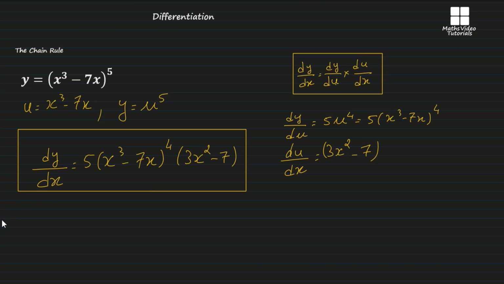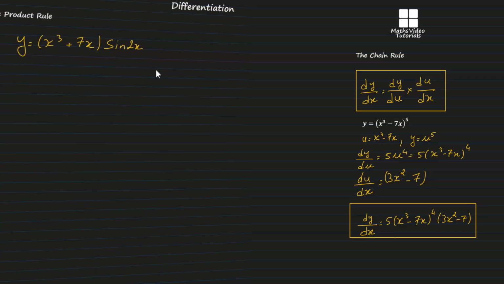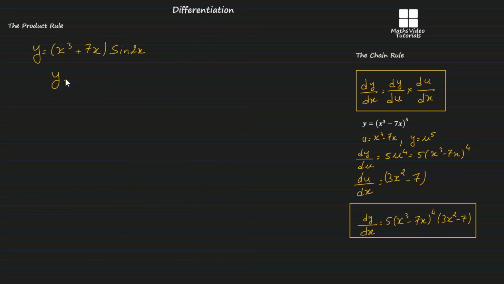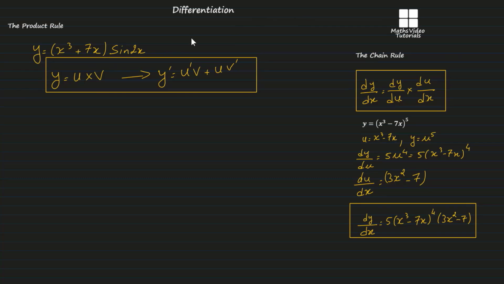Let's do the product rule now. The product rule for differentiation goes like this. If you have a product of two functions, u times v, where u is in terms of x, v also in terms of x, then the derivative of y is going to be the derivative of u times v plus the derivative of v times u. So that's the idea. And I'm going to show you now how to use this for our example here.